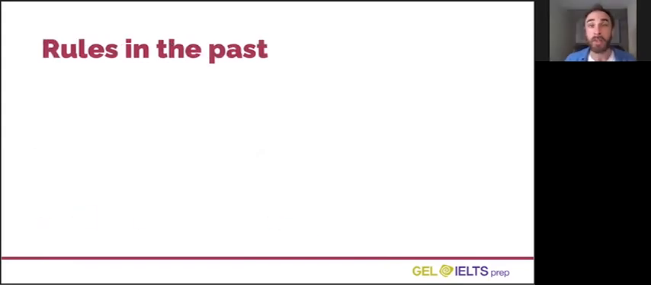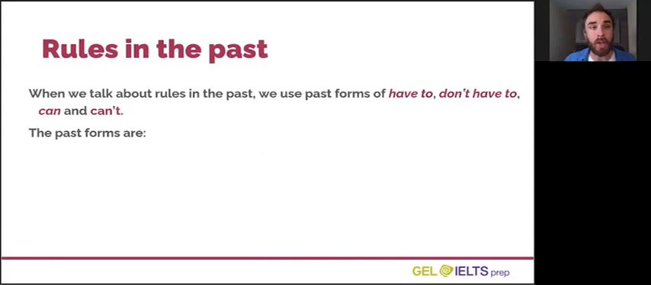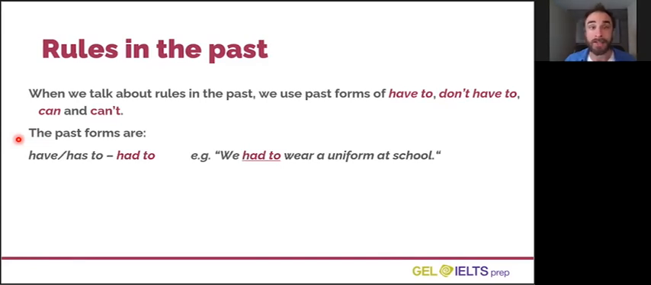We can also talk about rules, obligation, permission, prohibition in the past. To do this, we use the past forms of have to, don't have to, can, and can't. There are no past forms for must and mustn't, so we cannot use these for the past. The past forms of these verbs are have to and has to becomes had to. We had to wear a uniform at school.